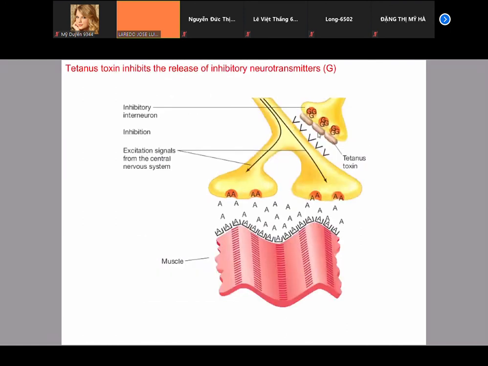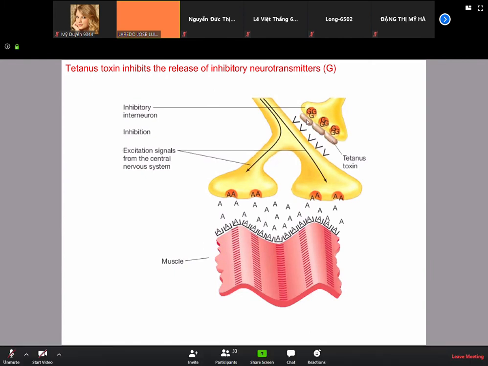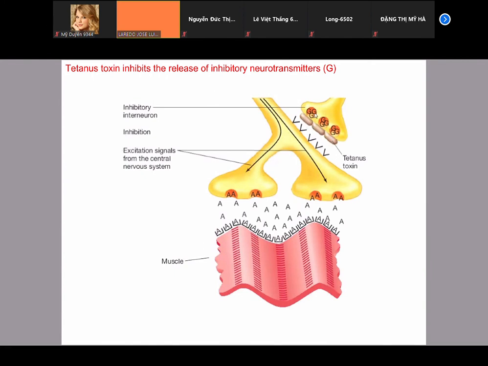However, what happens in tetanus? Tetanus toxin, tetanospasmin, inhibits the release of inhibitory neurotransmitters. So the contraction of the muscle cannot be stopped. So this is spastic paralysis. Spastic paralysis means that the muscle cannot be relaxed.